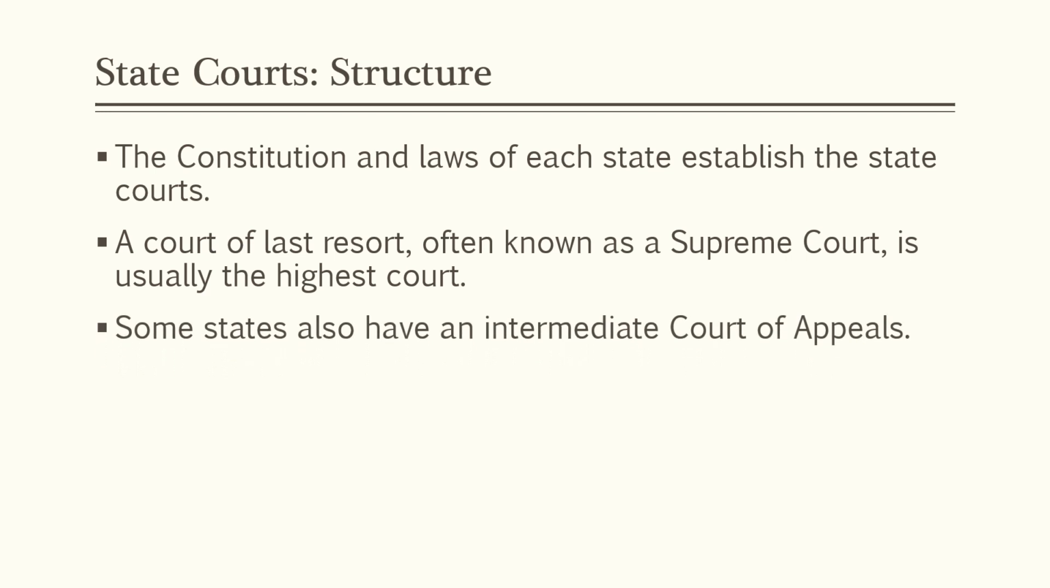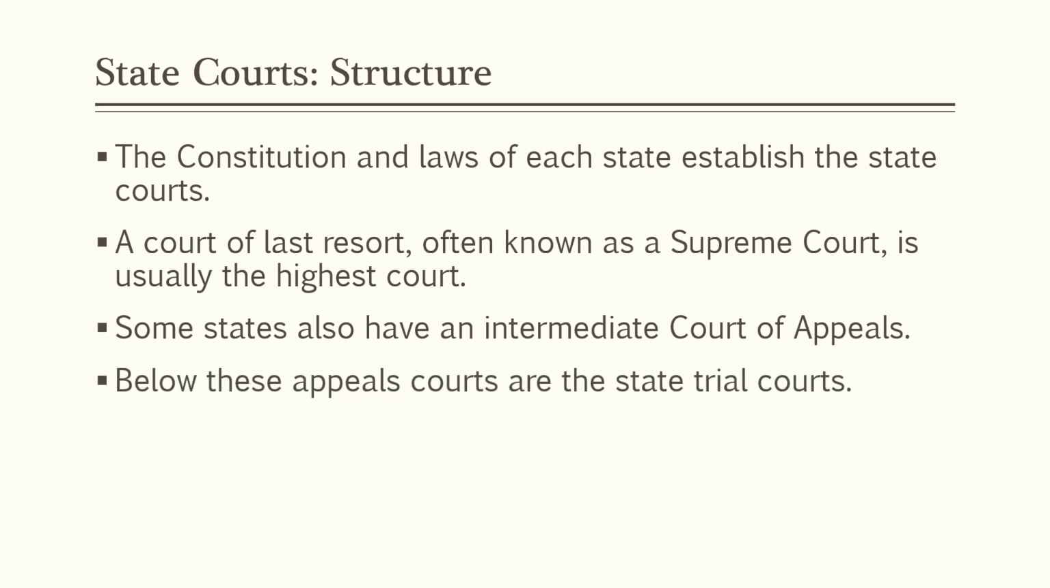Some states also have an intermediary court of appeals. Kansas has one, most states do. Not all states have an intermediate court of appeals. For example, West Virginia only has a West Virginia Supreme Court. They do not have an intermediate court of appeals. Below the appeals courts are the state trial courts. Those are the courts of original jurisdiction where the lawsuit starts.